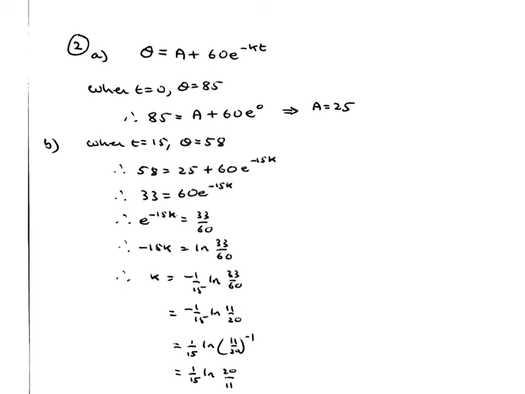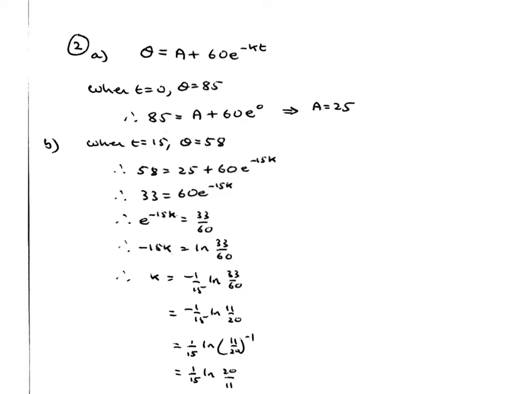Here's question 2. We're given this formula and we're told that theta is 85 degrees at 11 o'clock. So we can substitute in t equals 0 and theta equals 85. To get this equation, e to the 0 is 1, 60 times 1 is 60, so take 60 away from 85 and you get 25.